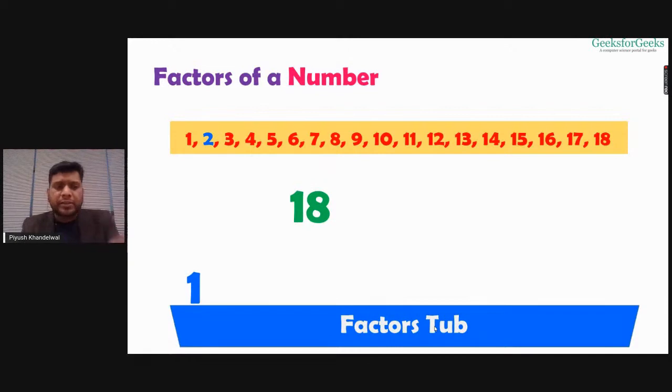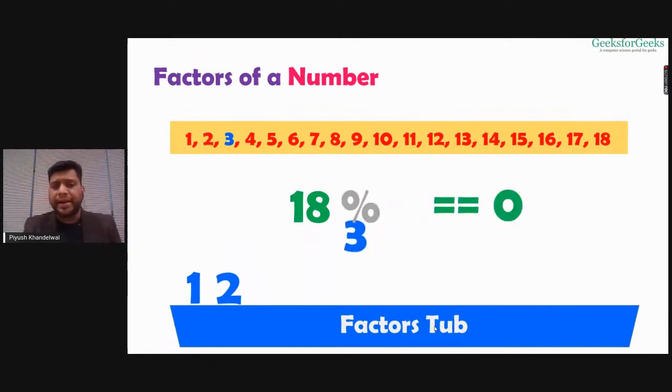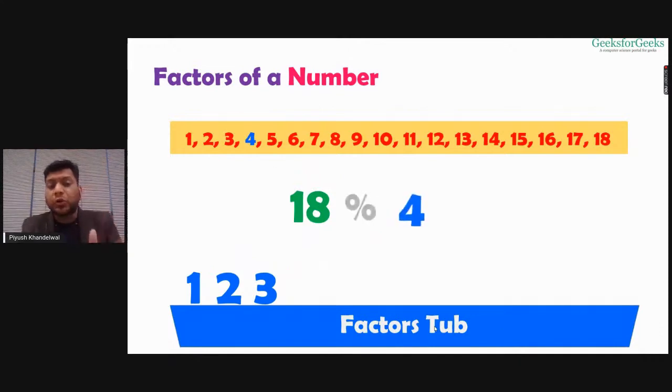So now let's move to number 2. Again, 2 also divides 18, so I have added 2 to my factor term. 3, 3 6s are 18. Again, 3 divides, so I have added 3 also to my factor term. Then the number 4. 4 does not divide 18.